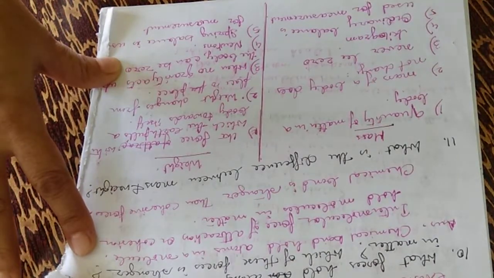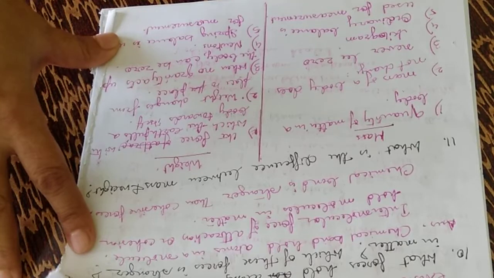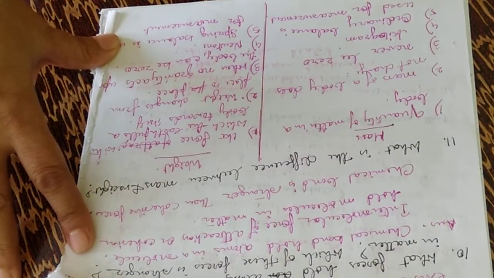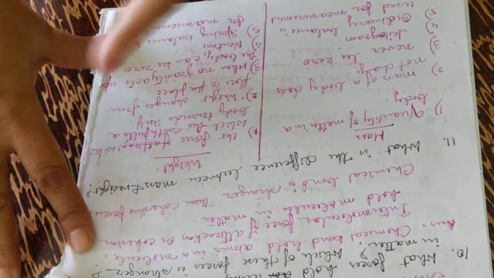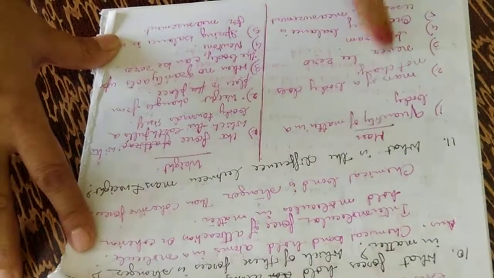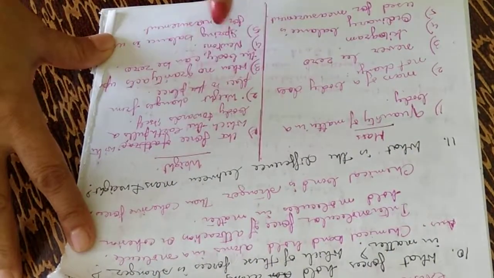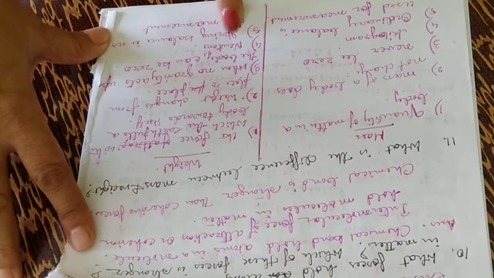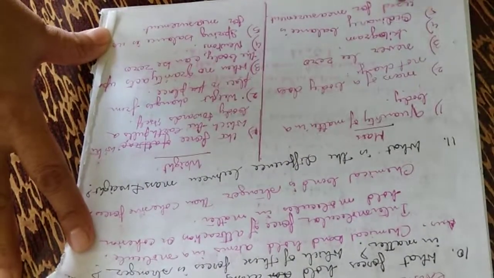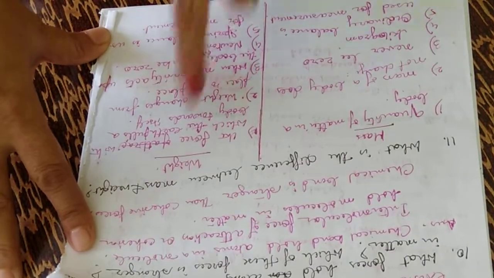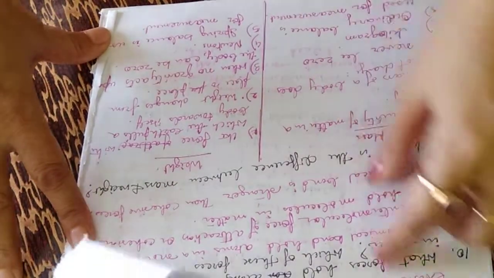Mass can never be zero, but weight can be zero, because where there is no gravitational force, the force will be zero. Therefore, weight becomes zero. Mass is measured in kilograms, whereas weight is measured in newtons, which is the unit of weight. Mass is measured with an ordinary balance, whereas weight is measured by a spring balance.